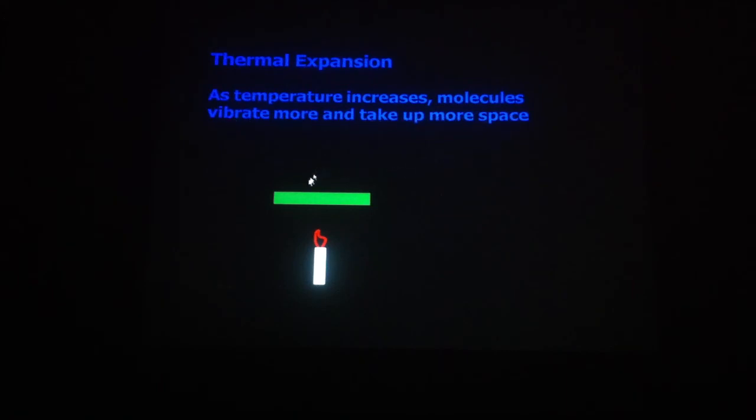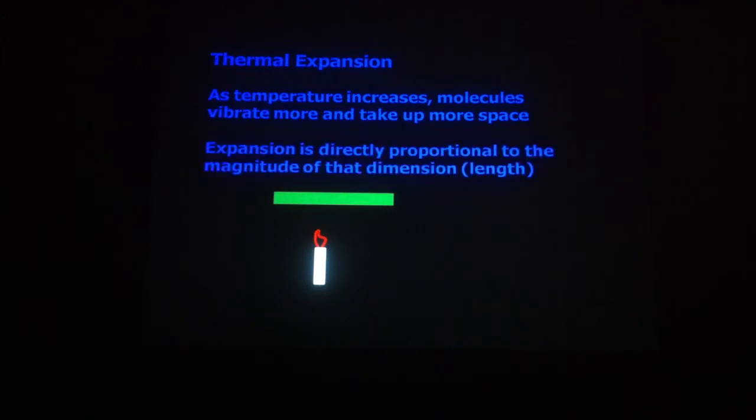All right? And it turns out the longer the object is, the more it will expand. The shorter an object is, the less it will expand. And that's very intuitive. So we see here that this object, as we've left it over the candle flame, expands. All right? And this expansion is directly proportional to the magnitude of that dimension, in this case, the length.